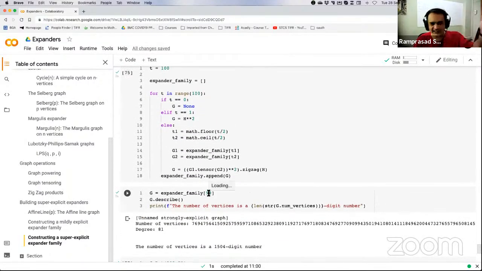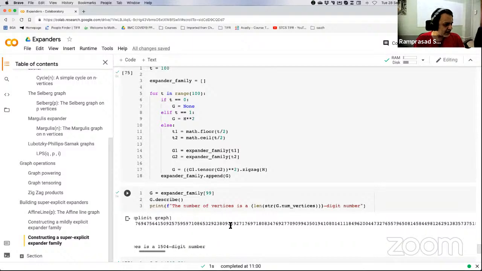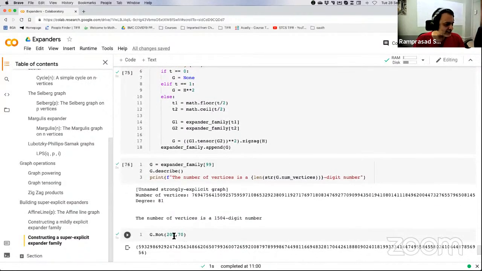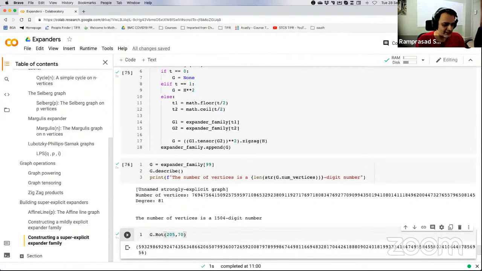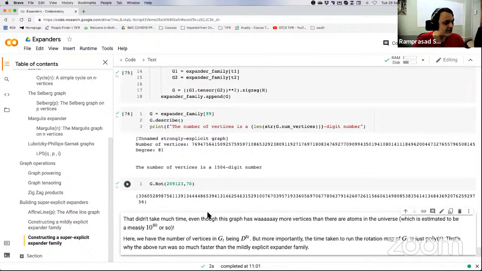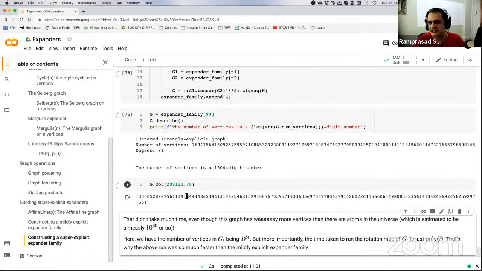So the 100th graph in this family happens to be a graph on this many vertices, and it's an 81 degree graph. Just to put things in perspective, the number of vertices is a 1500 digit number. But on the other hand, if I just want to know what is the 70th neighbor of vertex number 205, this should give it to me in about a second. So that vertex, the 70th neighbor, happens to be this.